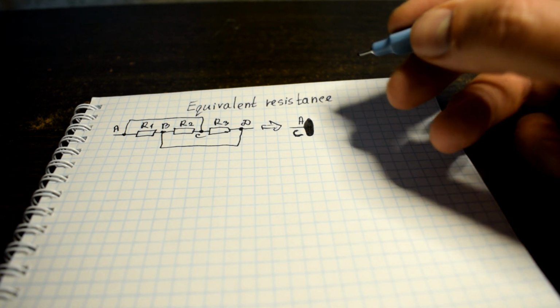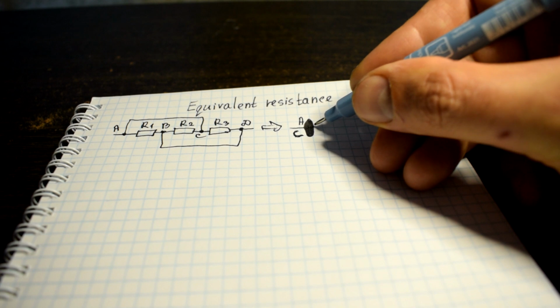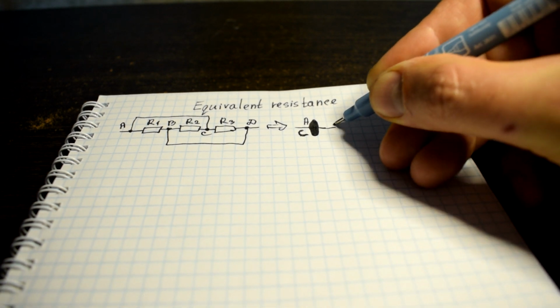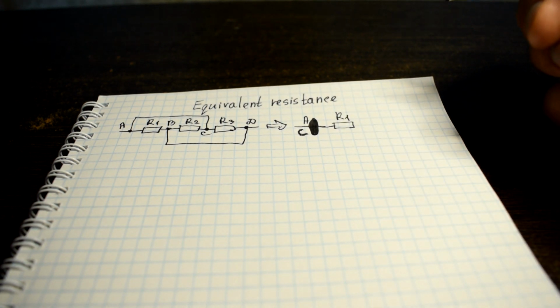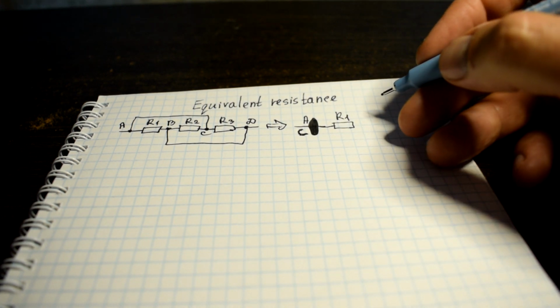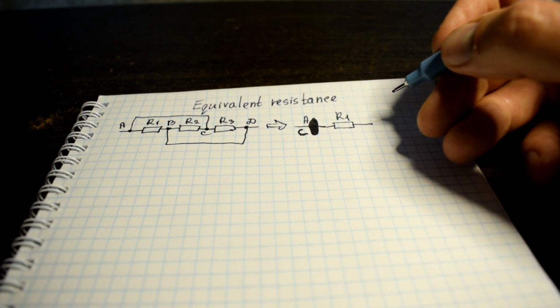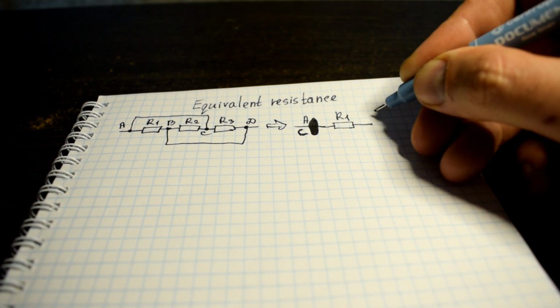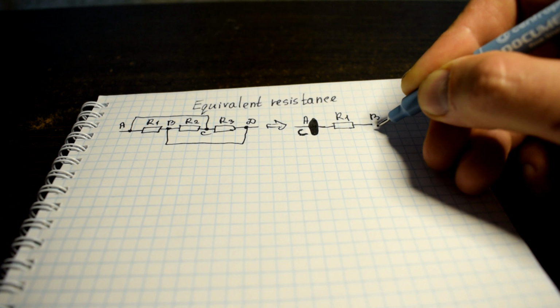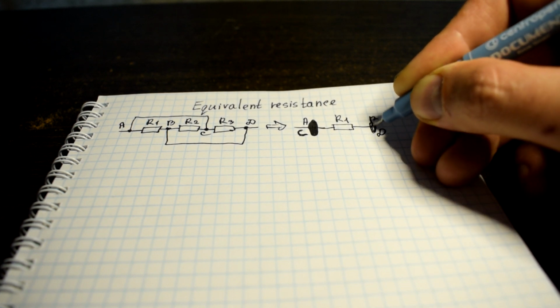From point A I get to point B through resistor R1. The potentials of points B and D are the same, and I mark them as one point, B and D.